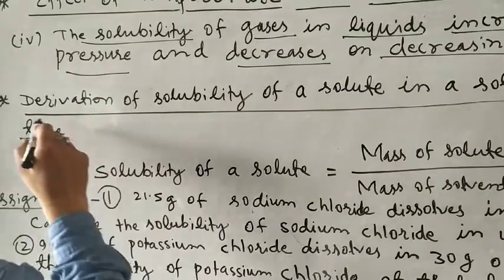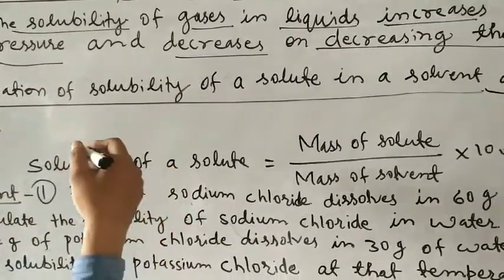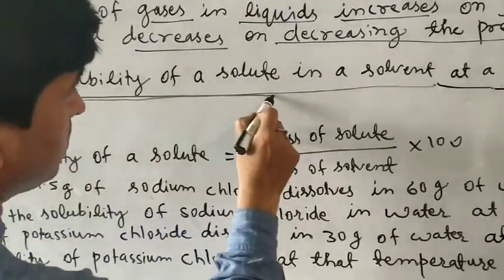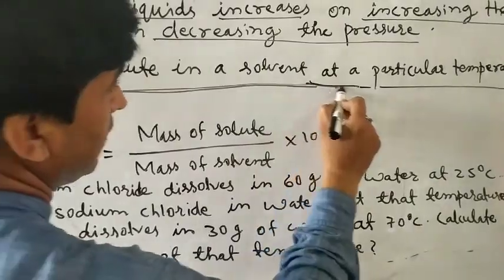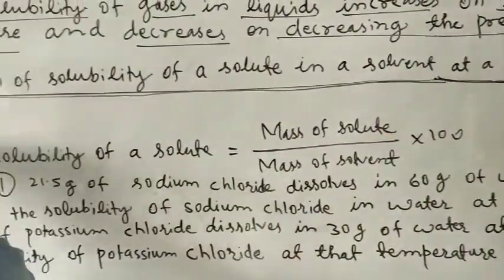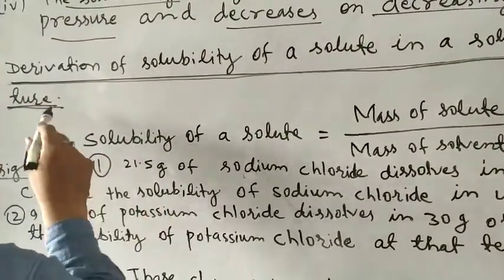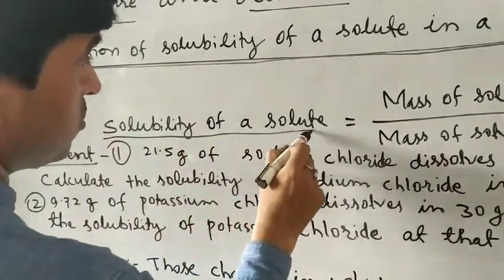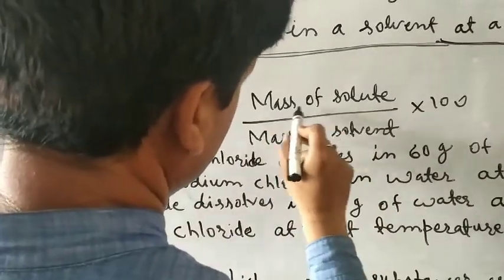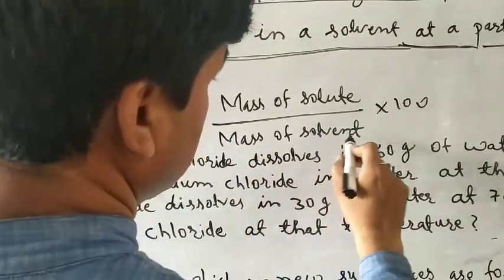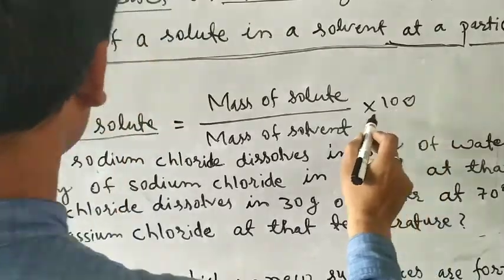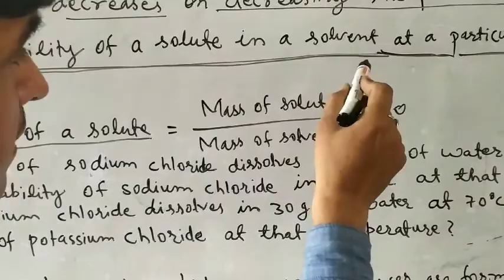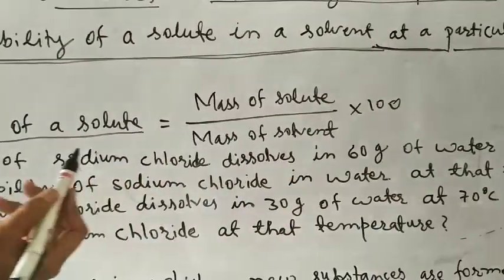Now we have to derive the formula for obtaining solubility. So, derivation of solubility of a solute in a solvent at a particular temperature. In this derivation, the formula used is: solubility of a solute is equal to mass of solute divided by mass of solvent into 100. That gives the solubility of a solute in a solvent at a particular temperature.